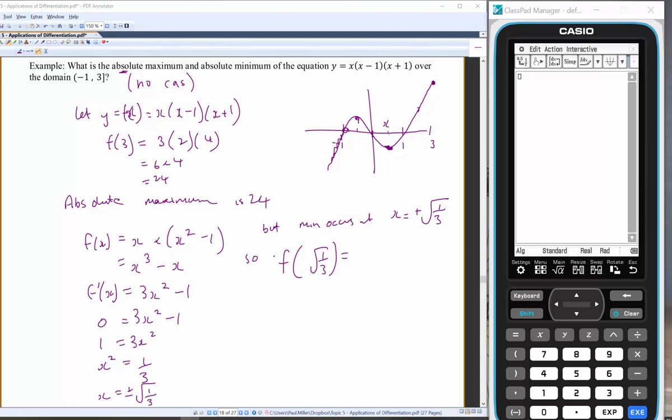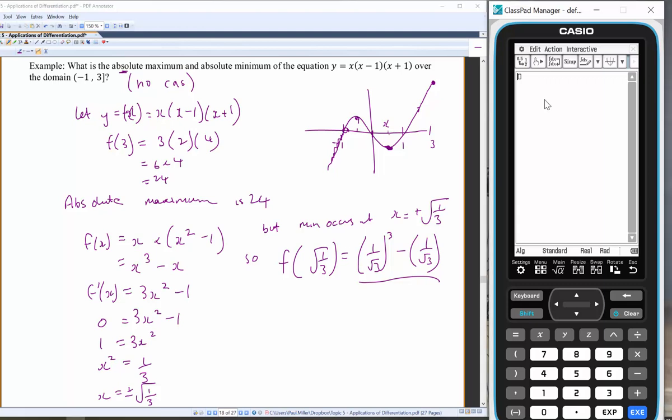So we'll put it into here. It's going to be 1 over root 3. I'm just going to root the 1 and root the 3, and we're going to raise that to the power of 3, take away 1 over root 3. All right. Now, that's the value. It's that there. That's the absolute minimum.